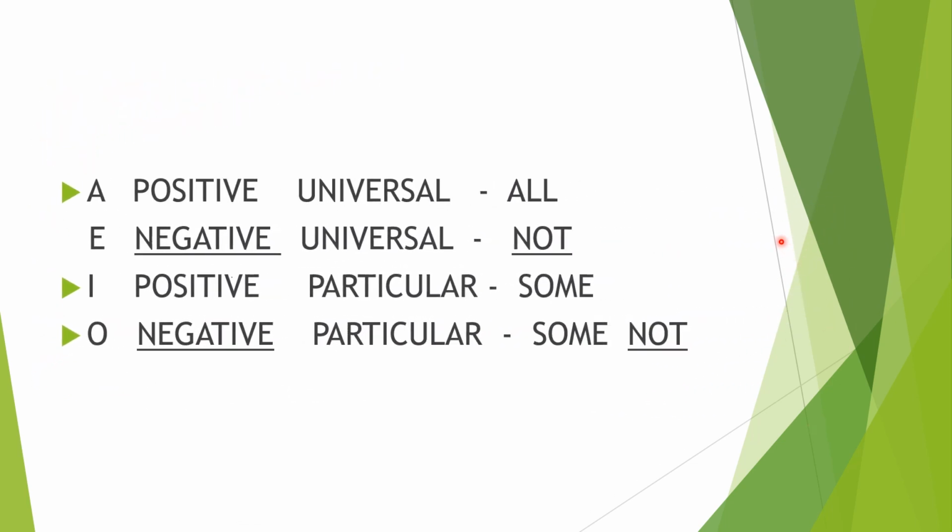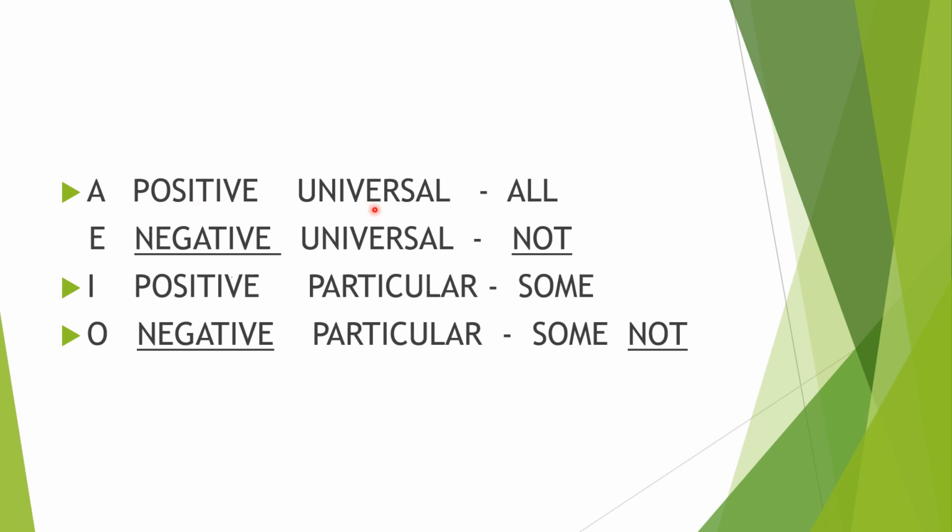Then the sentences that start with all are considered as positive universal. Positive means it does not contain not or no. Negative words are not there in the first sentence. All birds are animals. There is no usage of not or no. So it is a positive sentence and it is considered as universal. So it is represented as A. All is represented as A, and that sentence is positive and universal.